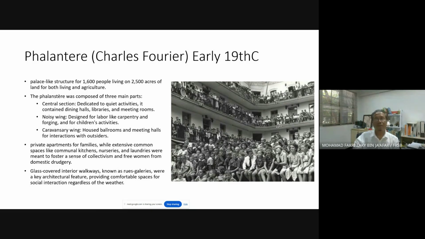So that was the idea back then. But nowadays, maybe the narrative would be different when you see this photo. Okay. So they had a central section, noisy wing designed for labor like carpentry and forging. So activities can be planned so that people can have acceptable living condition within production facilities.